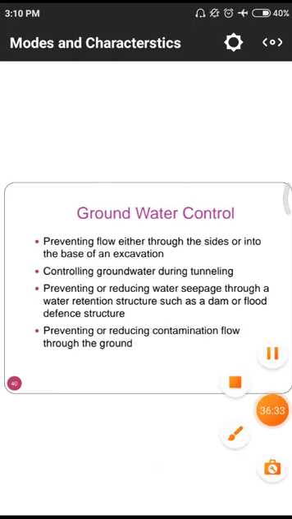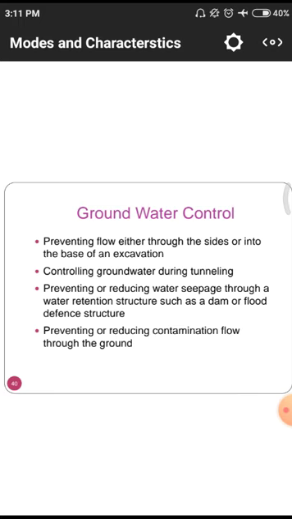And the next one is groundwater control. How do we go about controlling groundwater? By preventing flow either through the sides or into the base of an excavation. Normally, for the movement of water from a high level to a low level, we utilize steeper slopes. But for movement of water from a low level to a high level, we utilize pumps, preventing flow from the sides into the base of the excavation. They utilize this groundwater control technique.